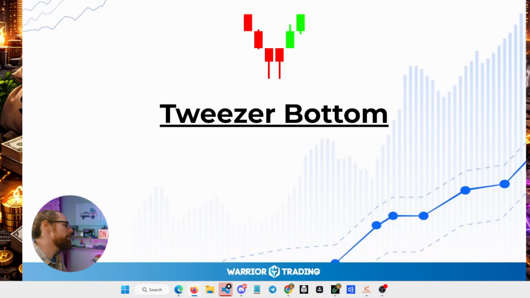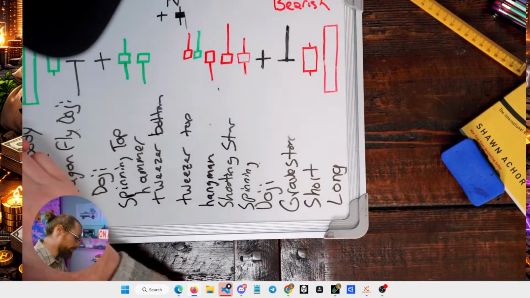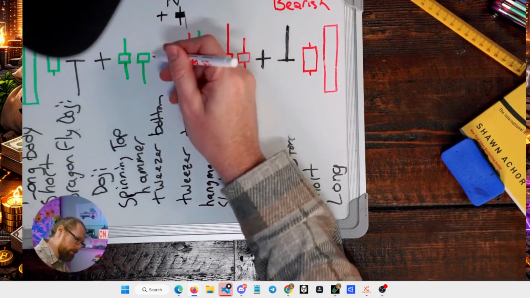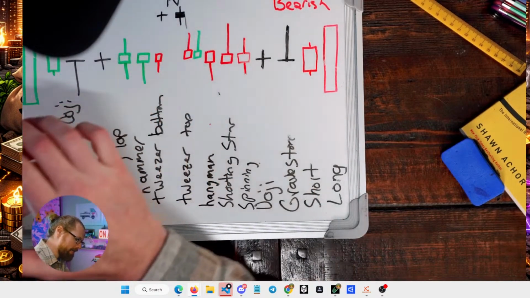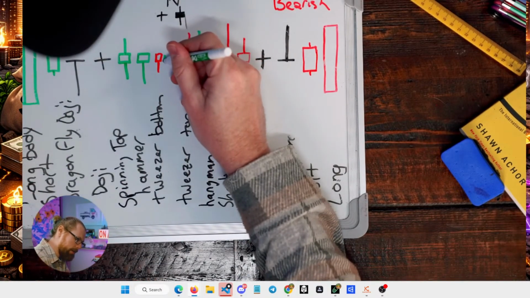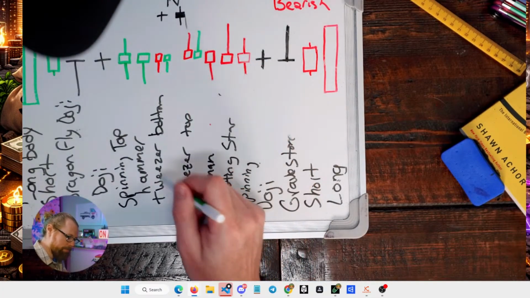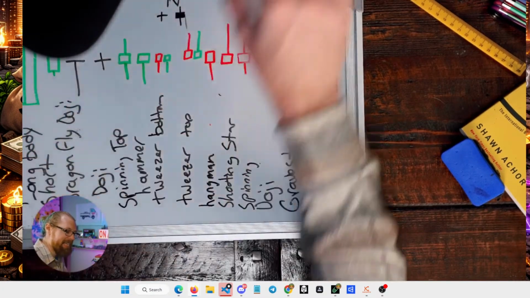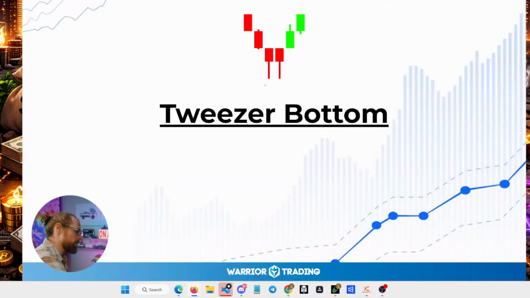But on the other hand, the fact that it double bottomed shows that it's really unable to break lower. It tried to break lower and it couldn't break lower. So now we actually have a bit of a position of strength. So we'll just do the first one in red for the bottom and the second one in green. So this is our tweezer bottom right here. So this is a two candle pattern. It is again an indicator of a reversal.